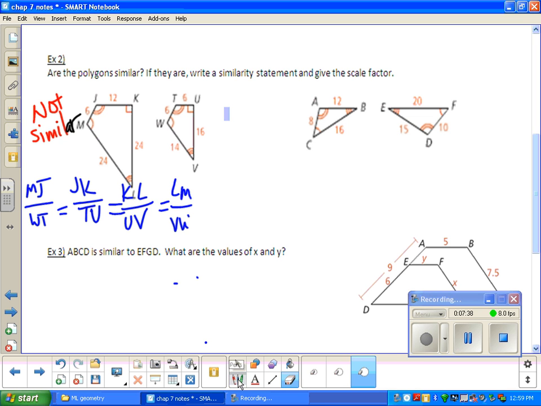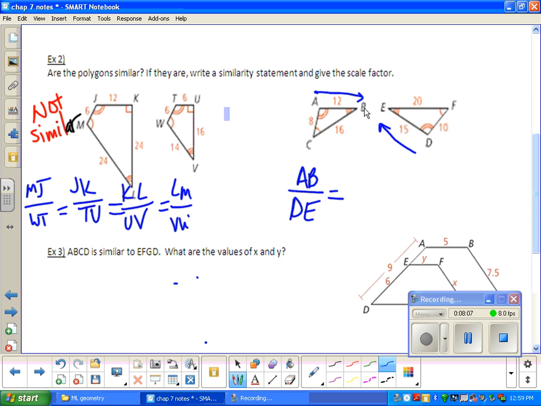This one's a little bit more difficult for some because when you're writing it, they're flipped around, so you have to kind of figure out where am I going to start. If I start at A to B, I'm going to write AB over. I want to find the angle that is congruent to A, which is D, and then the angle that is congruent to angle B, which is E. So I'm going this direction.